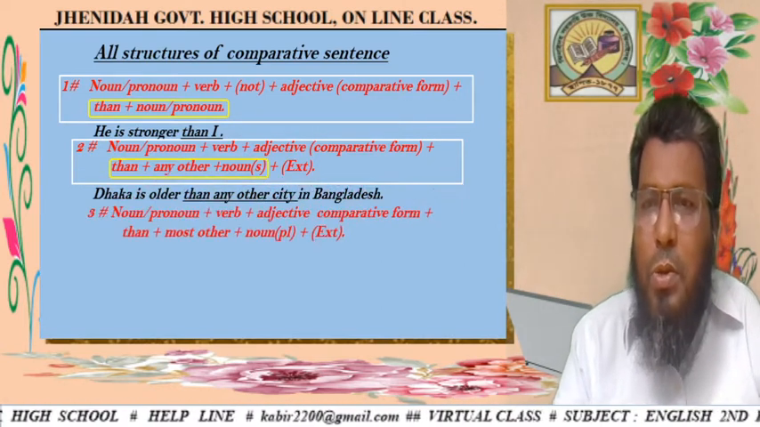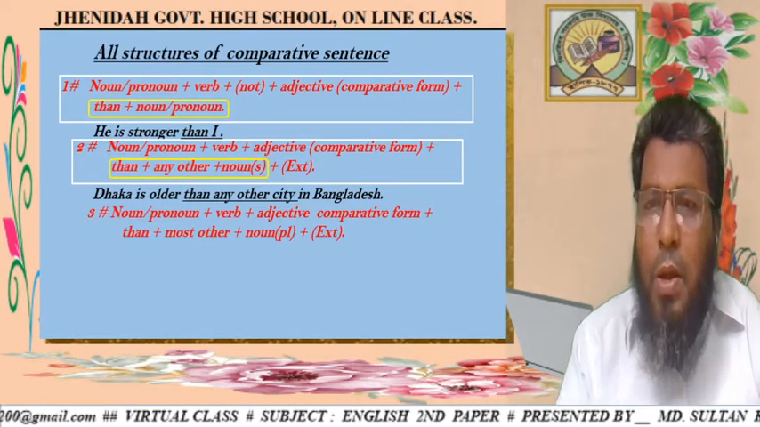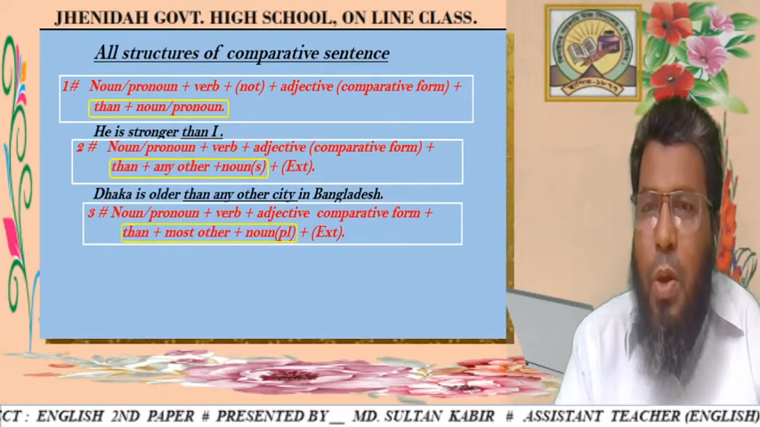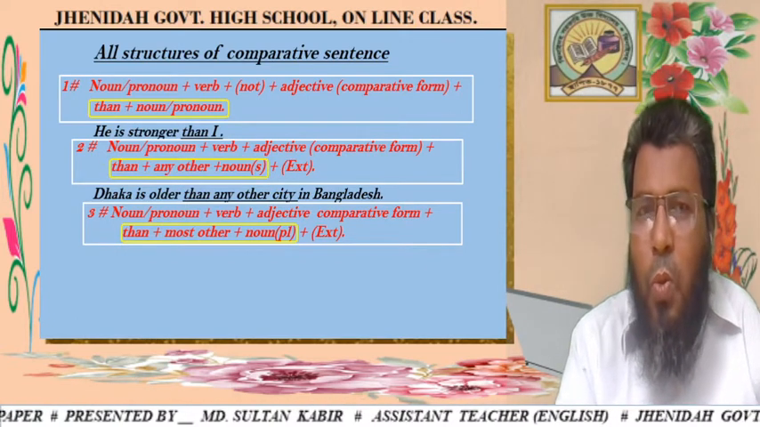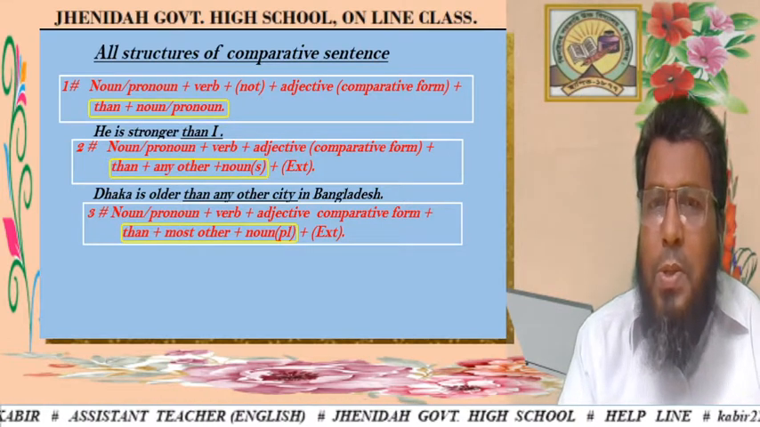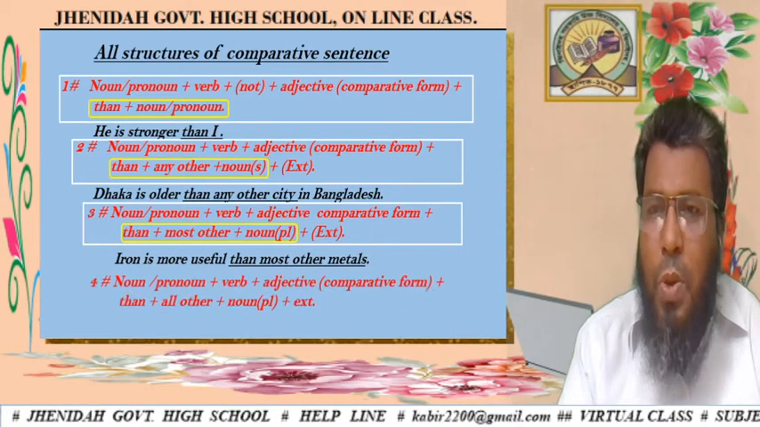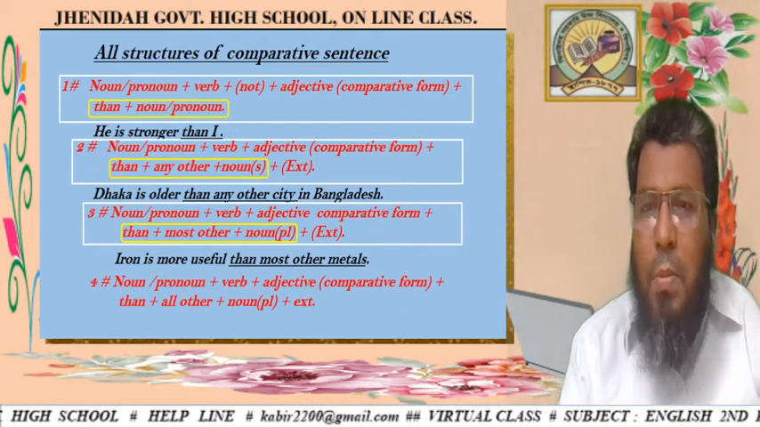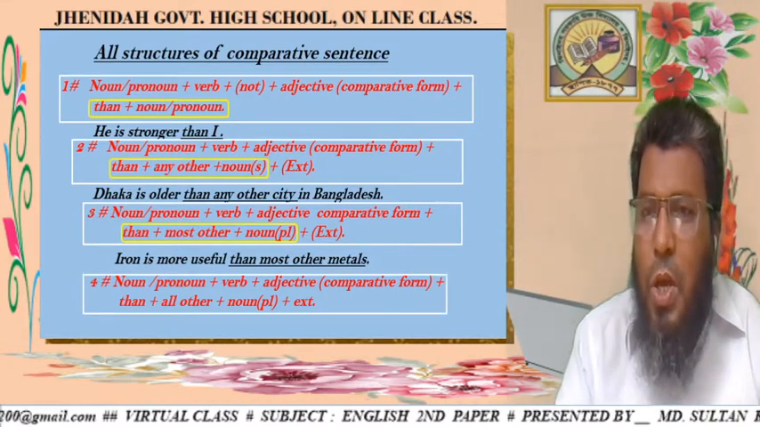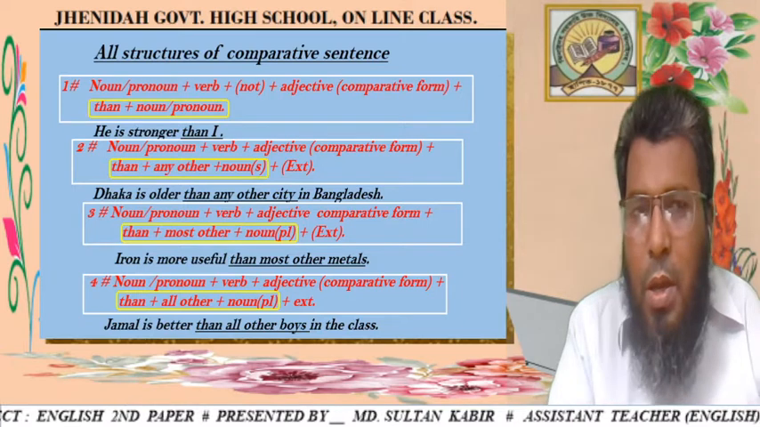Fine. The third one: noun, pronoun, verb plus adjective in comparative form, and then than most other plus noun plural plus extension. All the markings in the yellow border are the special characteristics of comparative sentences. Ivan is more useful than most other animals. And the last one: noun, pronoun plus verb plus adjective in comparative form, then than all other plus noun plural and extension. The example here: Jamal is better than all other boys in the class.